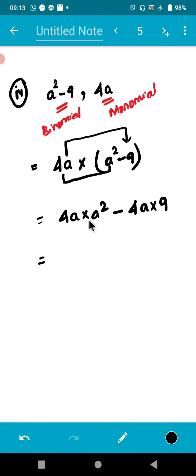Now let's see what is the product of 4A into A square. So we have 1 as a numerical coefficient with A square. So 4 ones are 4, and how many A's are there altogether? So we have 1 here and 2 here. So altogether we have A cube. Now let's see what is the product of the second one. So 4 into 9, 36. How many A's are there? Only 1 A. So that's it, students.